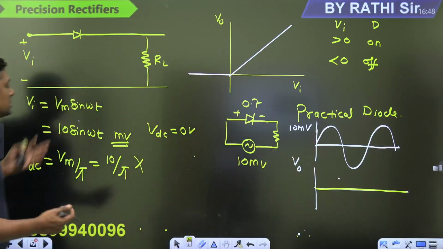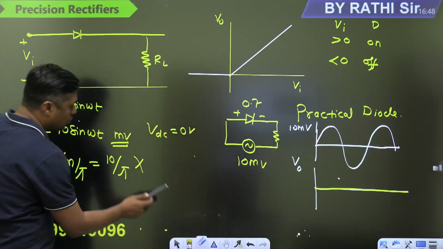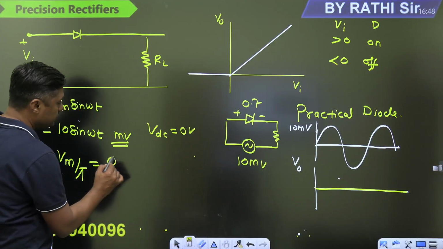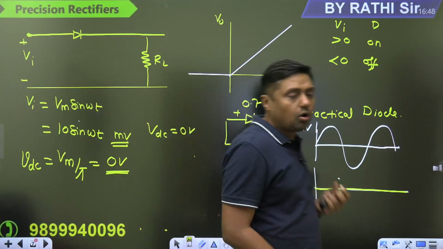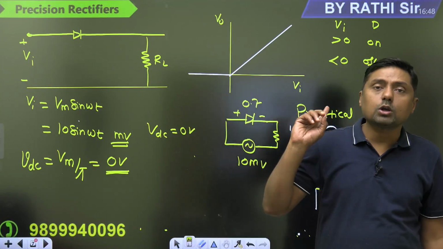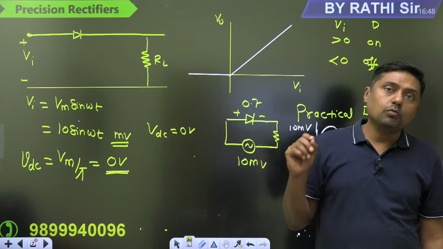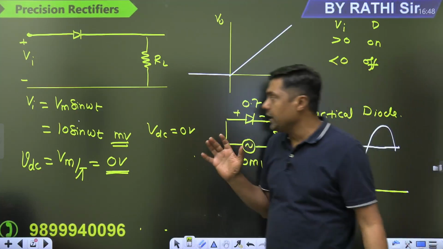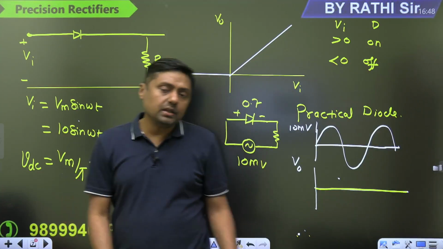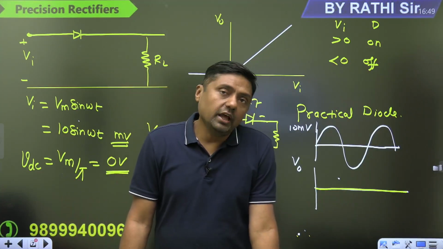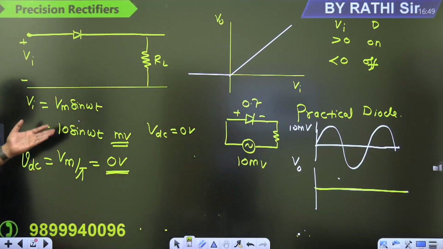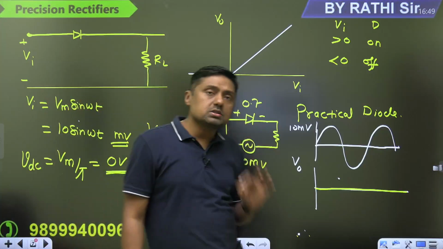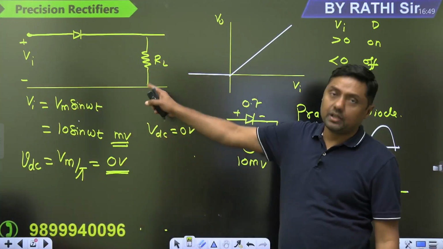What is the current through RL? 0, and that's why the DC value of the output is not 10 by pi, it is 0 volt. So guys, when we are giving a small signal, always remember the diode will be practical. So when we are considering the practical diode, then how can we rectify this? It is not possible to rectify a signal like 10 sine omega t millivolt. So we can't rectify a small signal by using this passive rectifier.